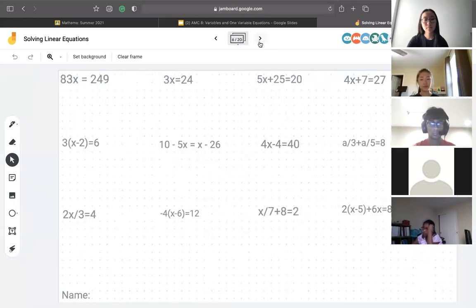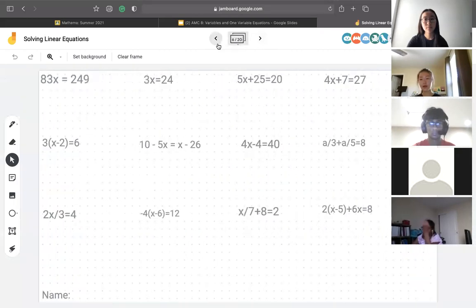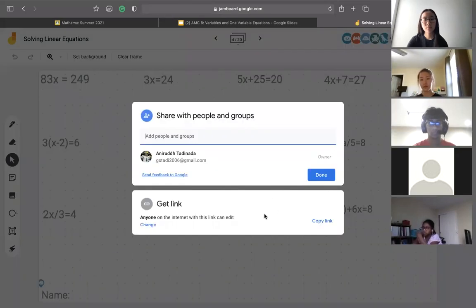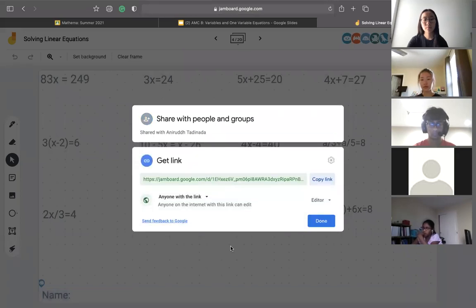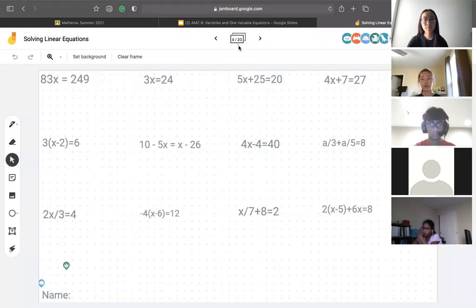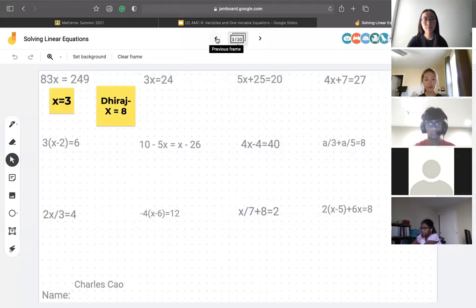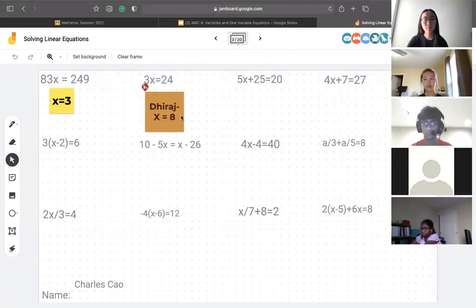It says I need access. Are you on the right account? I don't think so. Let me check. But anyone should be able to do it. Yeah, it says everyone is able to edit if they have the link.